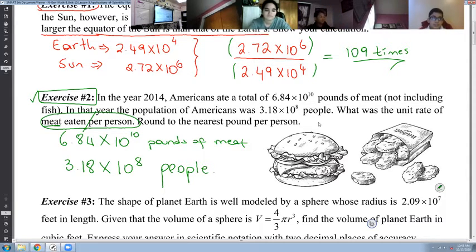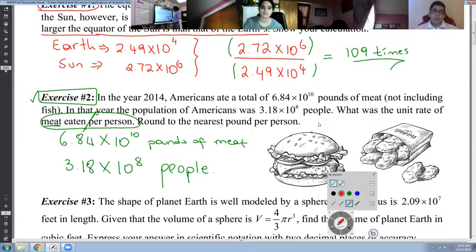What do you think, guys? What operation do we have to do in here? Ruta, what operation do we have to do in here? Meat eaten per person. Division? Say it again? Division. Division, of course. Of course, division.